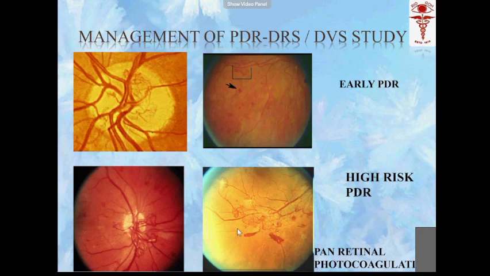Because if you don't treat this case, he will bleed intensively, and he will go for what is called a vitreous hemorrhage. The whole vitreous cavity will be filled with hemorrhage, and he will lose his vision. So that is the importance of diagnosing early PDR, high risk PDR. Any PDR, the next moment you have to give PRP, pan retinal photocoagulation. Again, the same laser, that is the frequency doubled Nd:YAG laser or argon green laser. Argon green laser, the wavelength is 514, and frequency doubled Nd:YAG is 532.